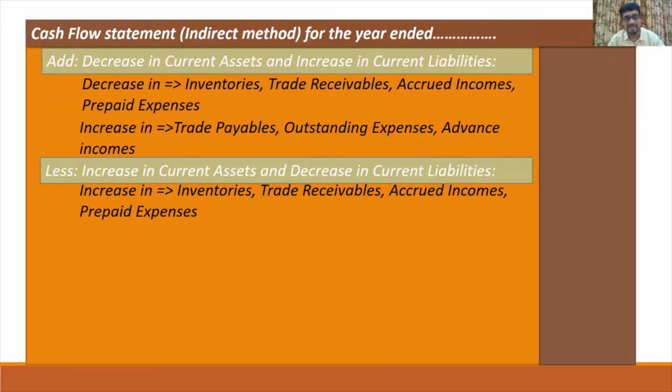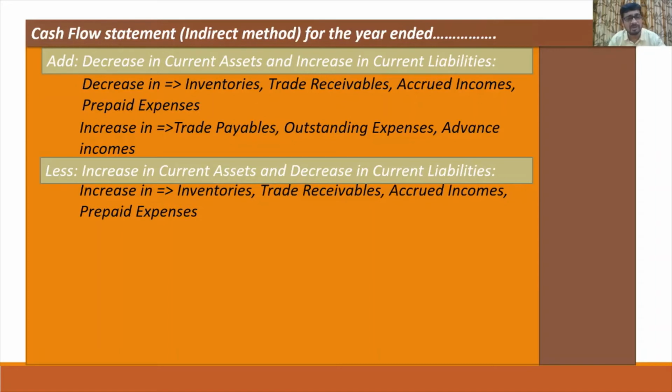Whenever cash increases, we add. Whenever cash reduces, we subtract. This is the principle of cash flow. Cash flow: inflow, outflow. Cash comes in is inflow. Cash goes out is outflow. Whatever be the reason, when cash comes into the business, we add. Whatever be the reason, if cash goes out from the business, we subtract.